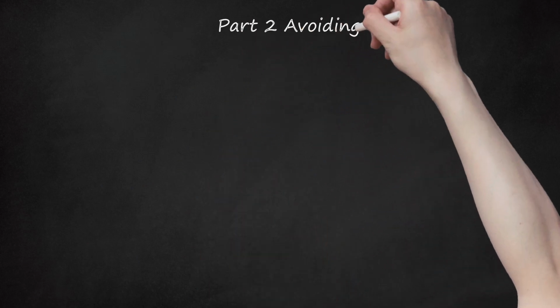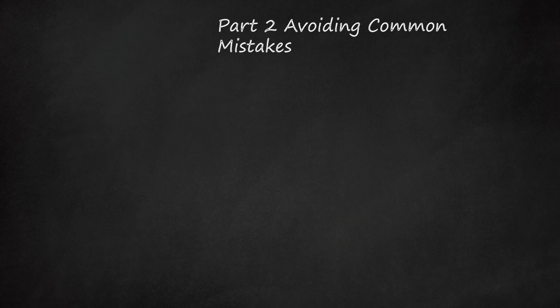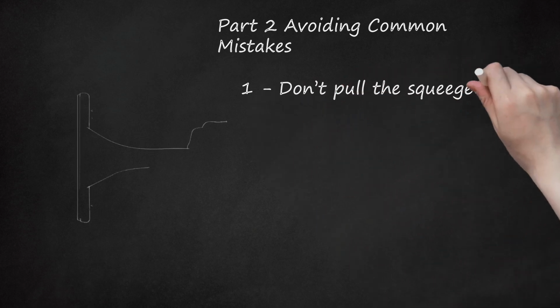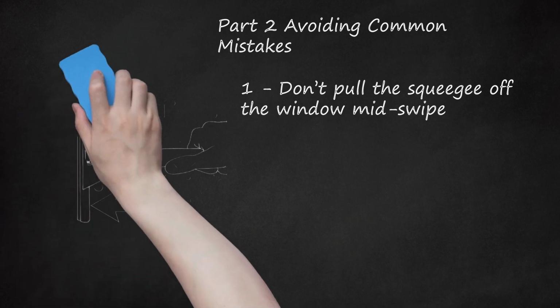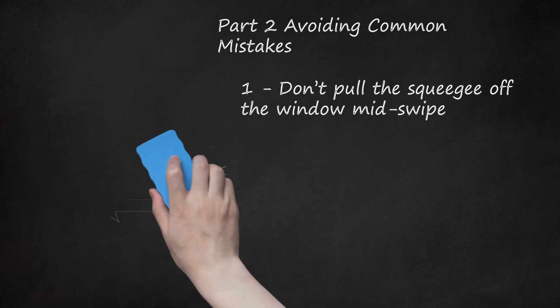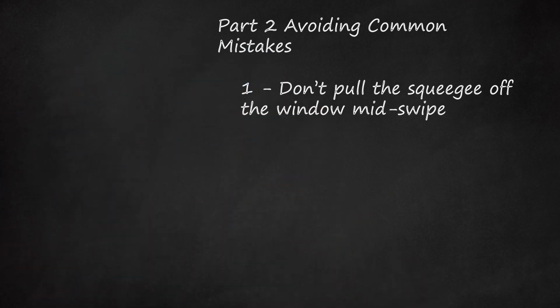Part 2. Avoiding common mistakes. 1. Don't pull the squeegee off the window mid-swipe. When you're drying a window in horizontal swipes, it's important that the squeegee blade stays in contact with the glass the entire time. If the blade comes off, it will leave water behind, and this will create streaks when the water dries. To make sure the blade keeps contact with the glass, apply gentle pressure to the squeegee as you swipe from one side of the window to the other.